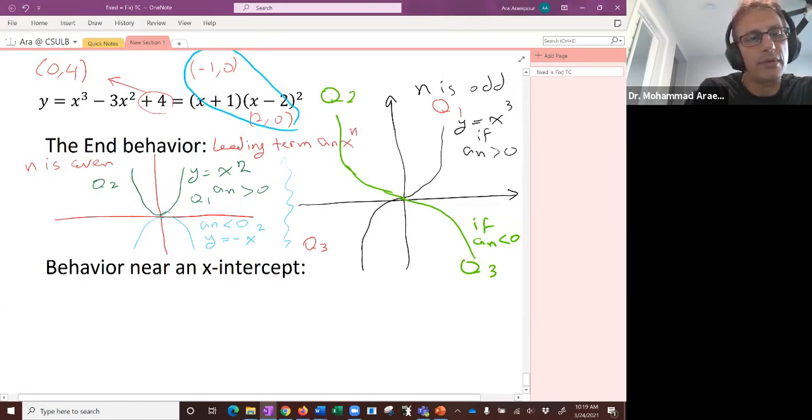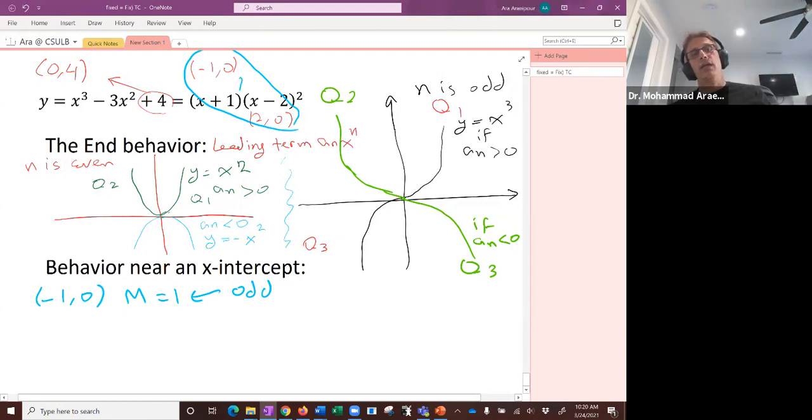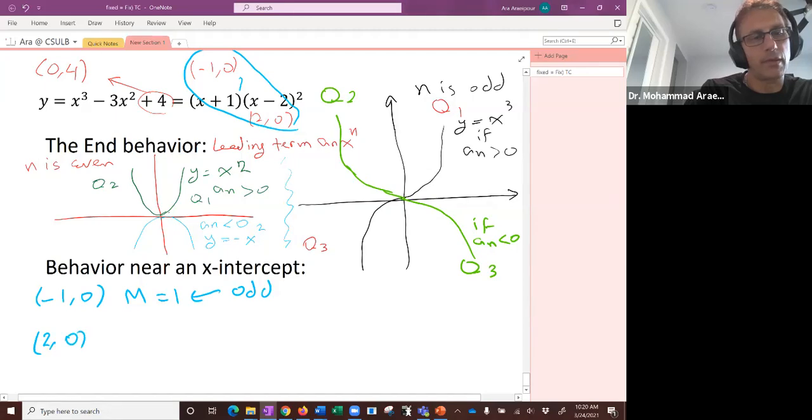We have minus 1, 0 with the multiplicity 1. By that we mean odd. Look at the exponent. The exponent that doesn't exist is 1, x plus 1 to the power of 1. On the other hand, if you look at 2, 0, the multiplicity is 2. And what matters is that it's even.